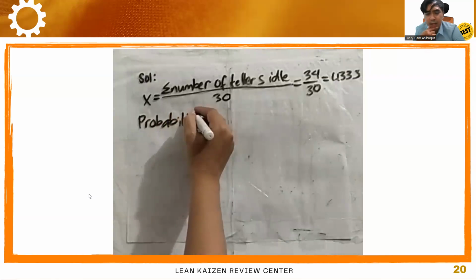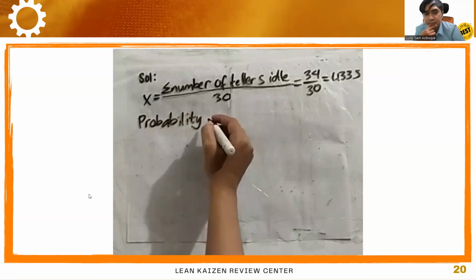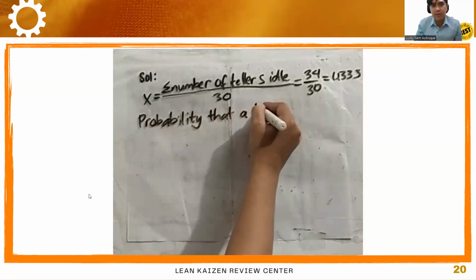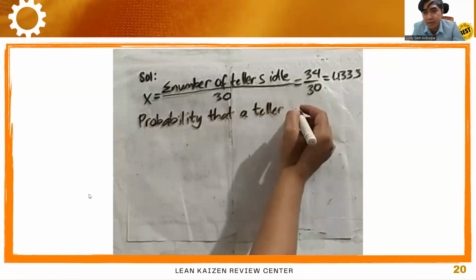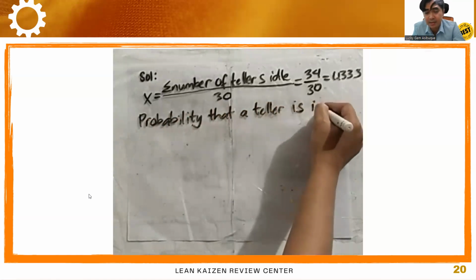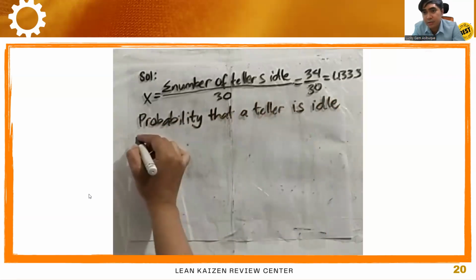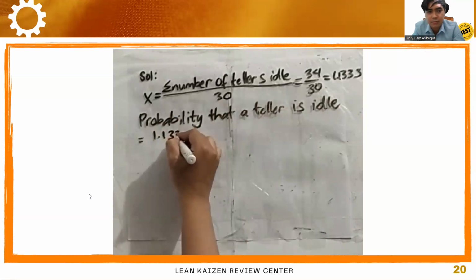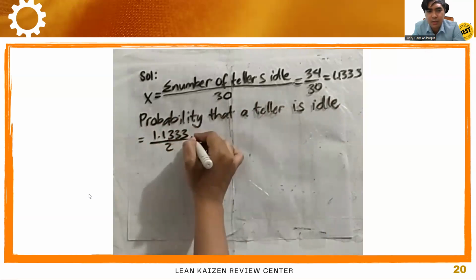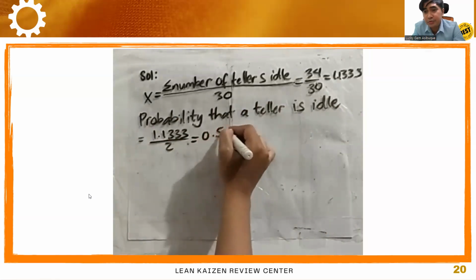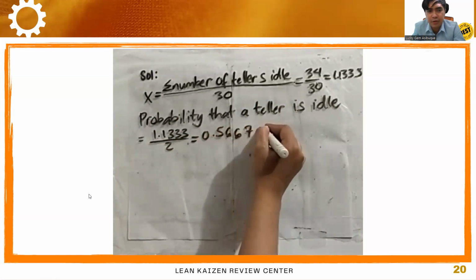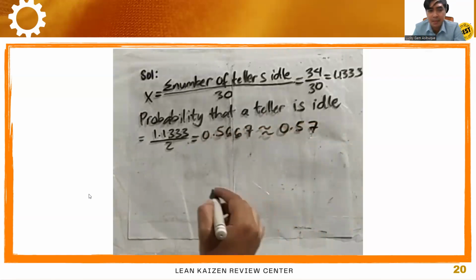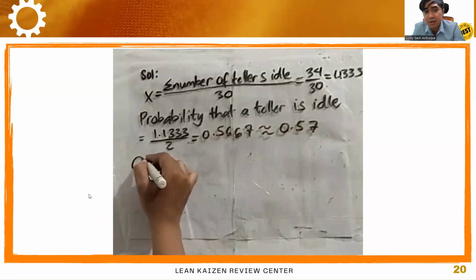So we will have the probability that a teller is idle, of course, because it is what our data is about. So 1.1333 over 2 because there are 2 tellers, so 0.5667 or 0.57. Okay, that is the probability that the teller is idle.